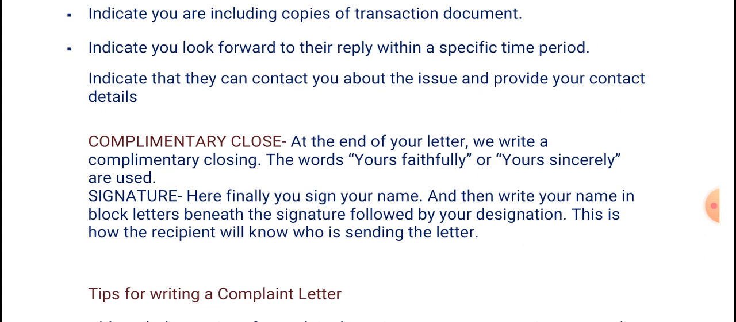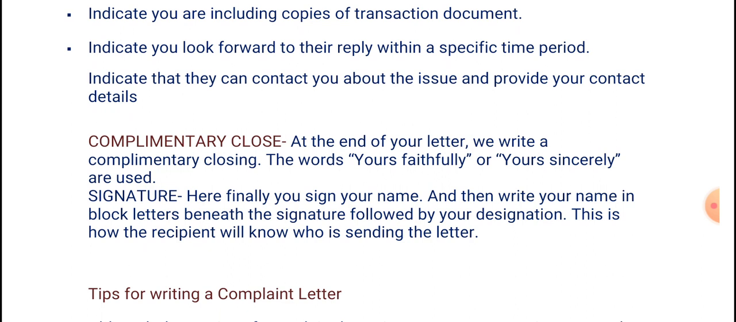Then complimentary clause. After we write the letter, we have to do this. At the end of your letter, we should write a complimentary closing. The words yours faithfully or yours sincerely are used.